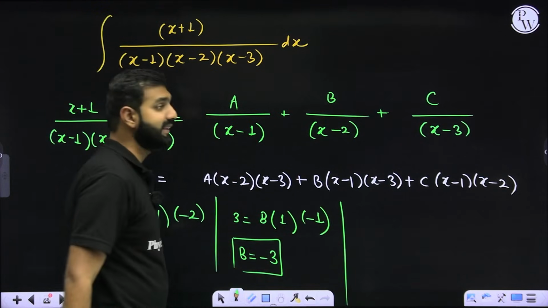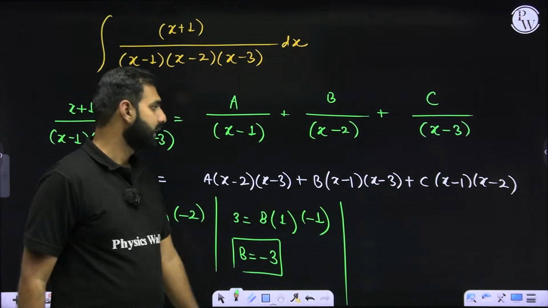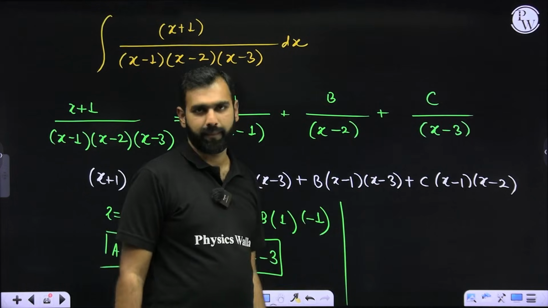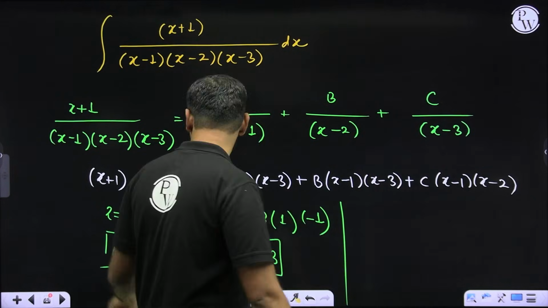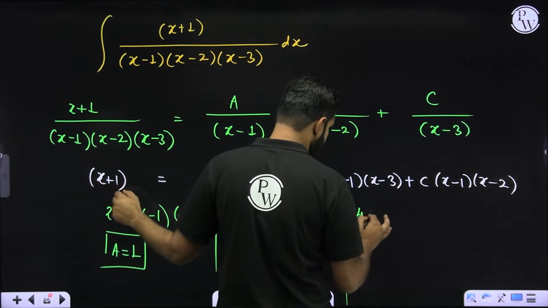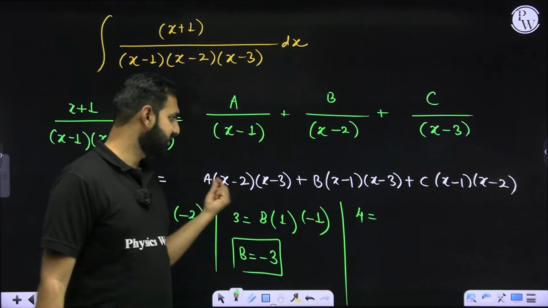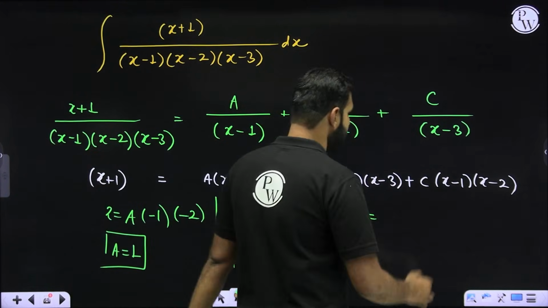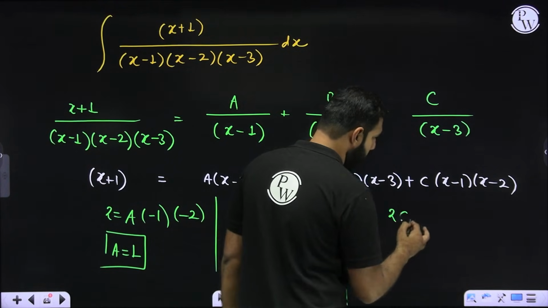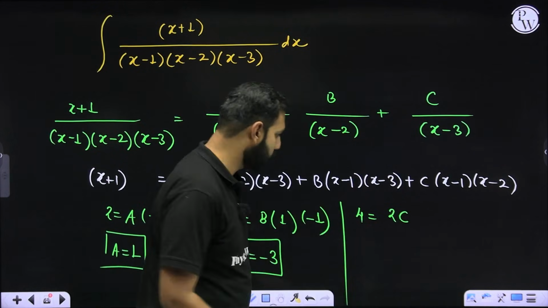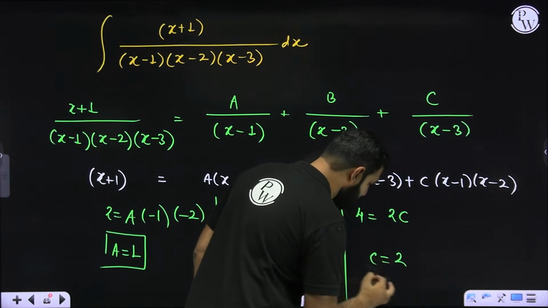Now let's try and find c. So to have c, can I not replace x by 3? I hope you are understanding it. So when you replace x by 3 on the left hand side, 3 plus 1 is 4. 3 minus 3 is 0. 3 minus 3 is 0. Here it is 3 minus 1, that is 2. And 3 minus 2 is 1. So 2c is 4, which means c should be 2.